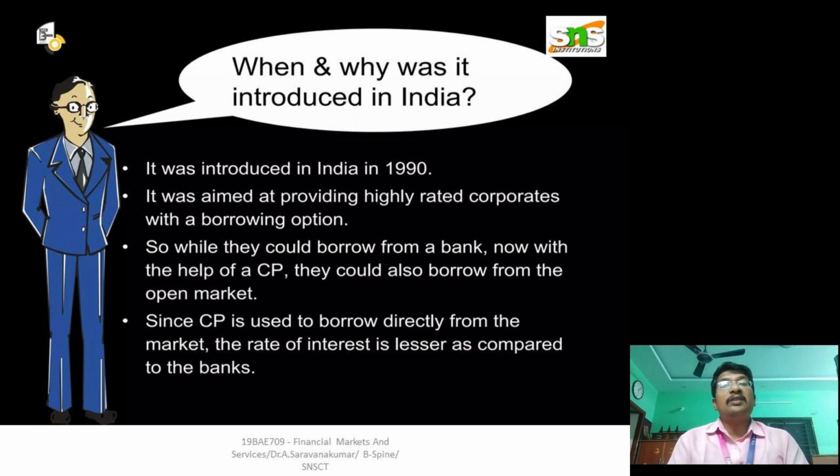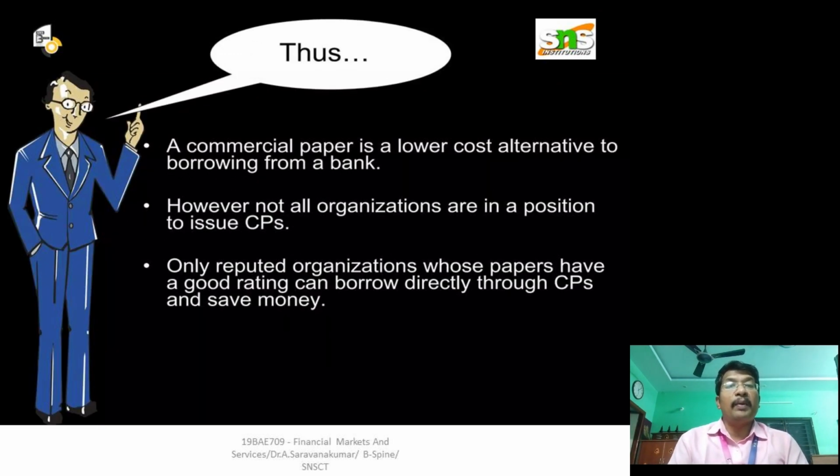So a commercial paper is a lower cost alternative to borrowing from a bank. However, not all organizations are in a position to issue commercial papers. Only reputed organizations whose papers have a good rating can borrow directly through commercial paper and save money.